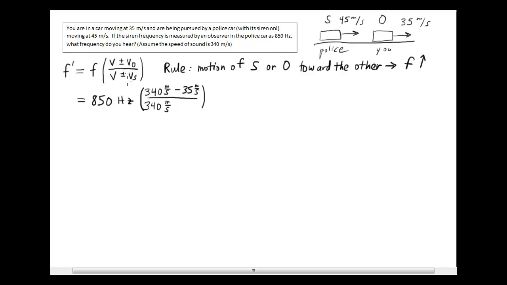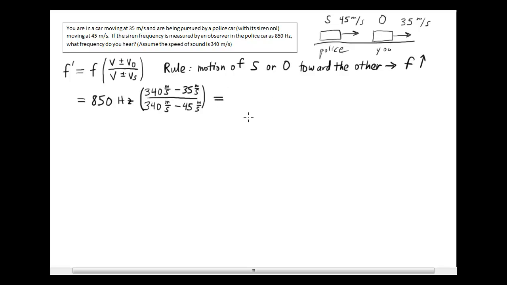And the only way that happens is if we have a subtraction in the denominator, right? If we use the plus sign, that would make the denominator bigger, which would cause the frequency to go down. But if we subtract 45, that would be consistent with the rule that says the frequency should go up. And so that's all there really is to it in this problem.